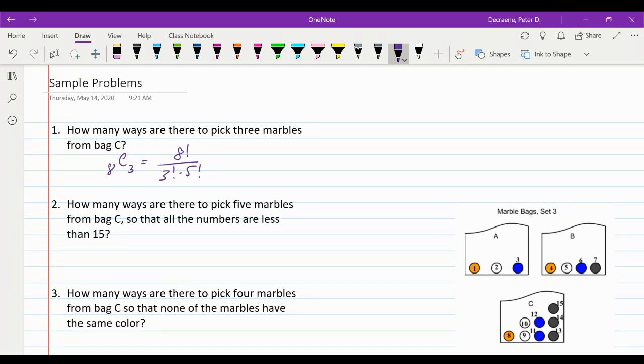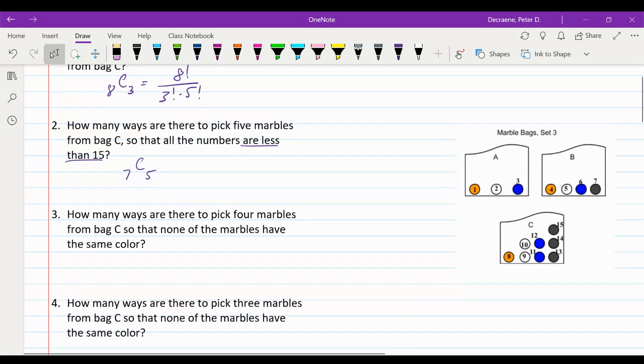Number two, how many ways are there to pick 5 marbles from bag C so that all the numbers are less than 15? Well, in bag C, I've got 7 marbles whose numbers are less than 15. So out of those 7 marbles, I'm going to choose 5. Again, there's nothing in the problem about order.